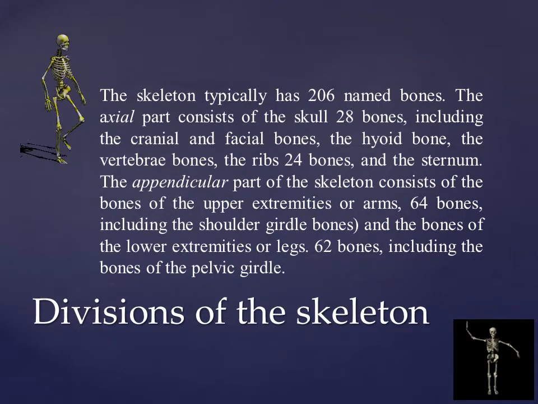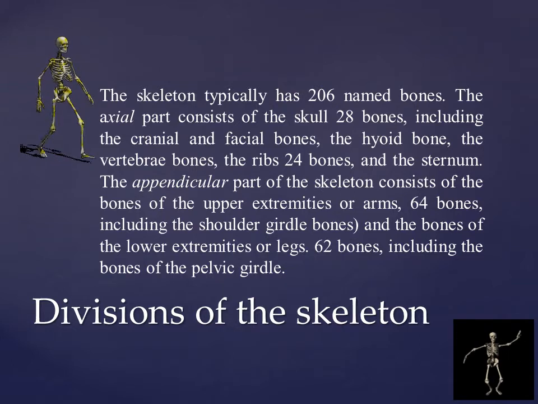The skeleton typically has 206 named bones. The axial part consists of the skull, 28 bones, including the cranial and facial bones, the hyoid bone, the vertebrae, the ribs, 24 bones, and the sternum.